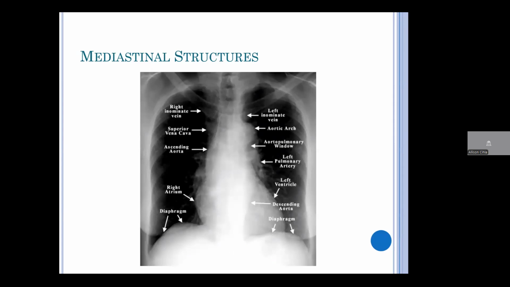X-rays are also able to help visualize some of the mediastinal structures, although sometimes a little less clear. You can see them outlined here. Again, the diaphragm is here. This is the right atrium. The left ventricle sits over here, and the aortic arch. These are probably the three main heart anatomy aspects that you can visualize on a chest x-ray.